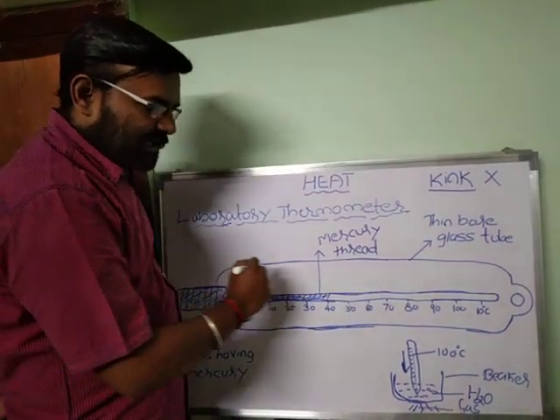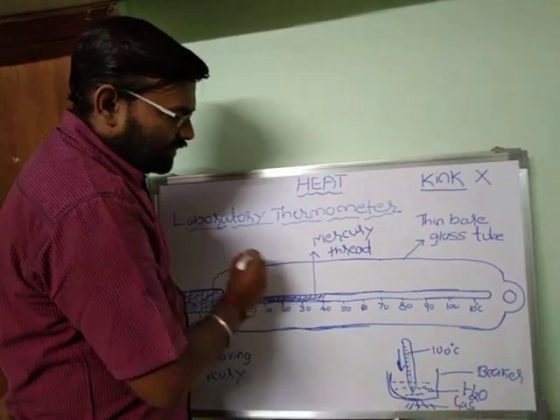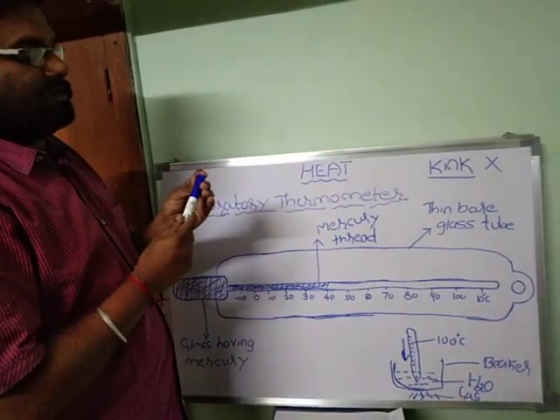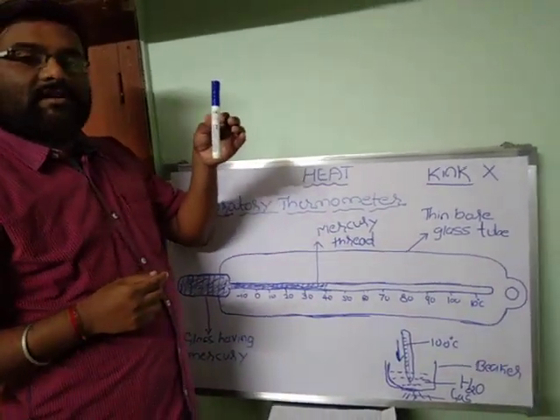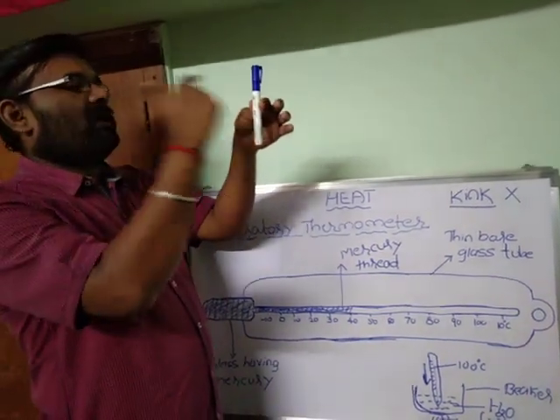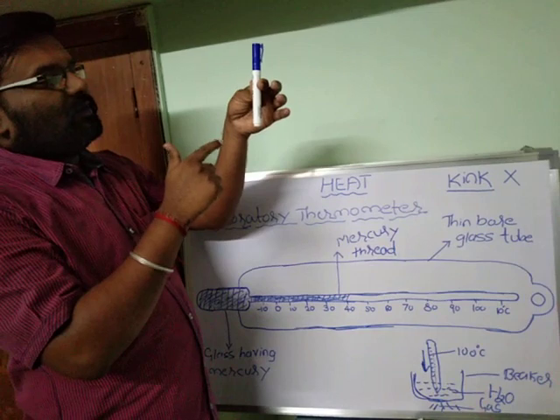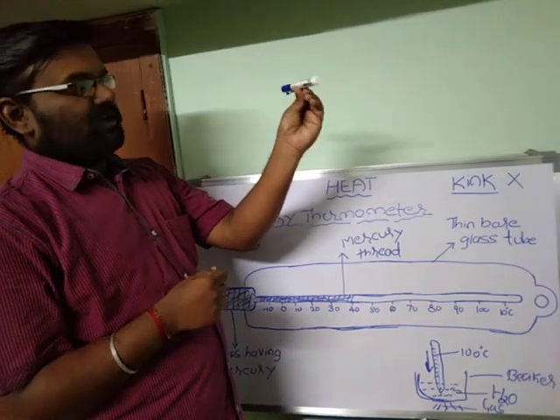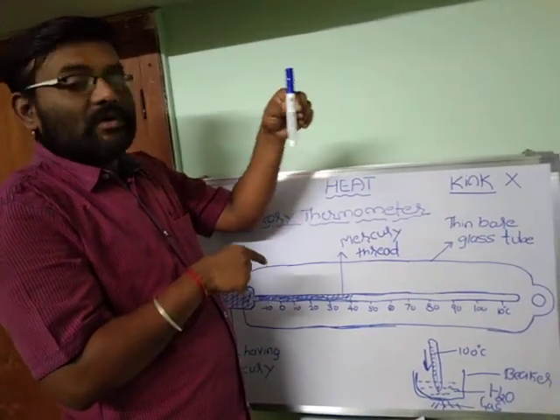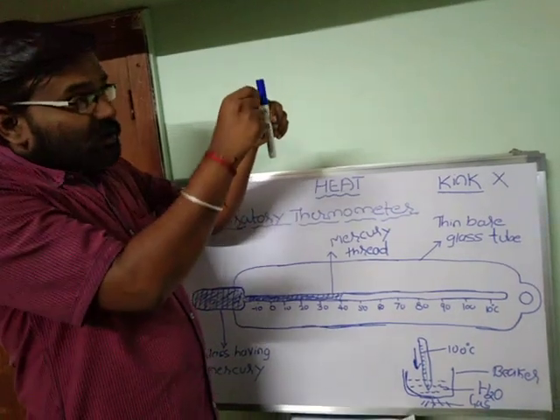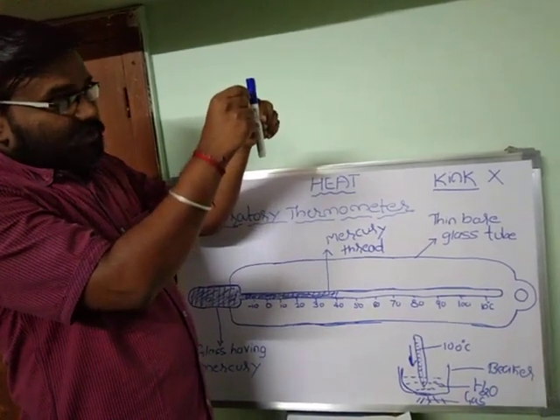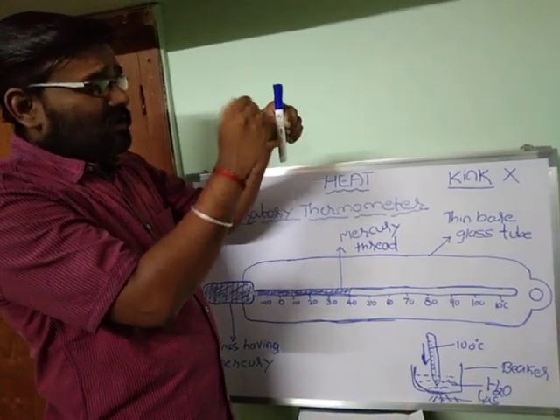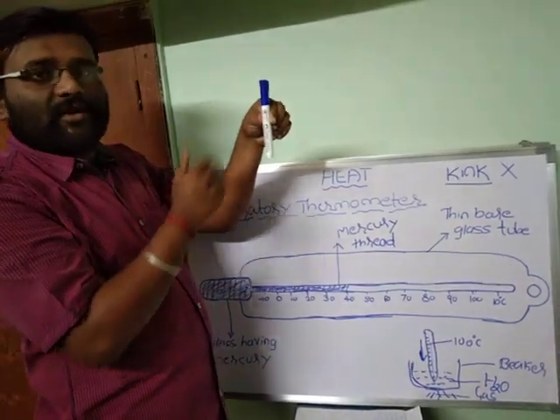Second is, while measuring the temperature, the laboratory thermometer should be held vertically. This is the second point. It should be held vertically and you should be parallel to your eyesight. In clinical thermometer, we used to hold horizontally, but in laboratory thermometer, we hold it vertically. And the mercury in the laboratory thermometer gradually decreases. You have to make very correct observation of that, because kink is not there.